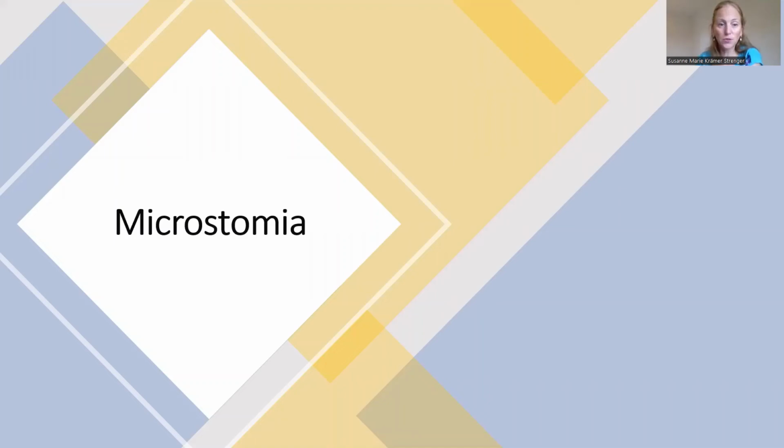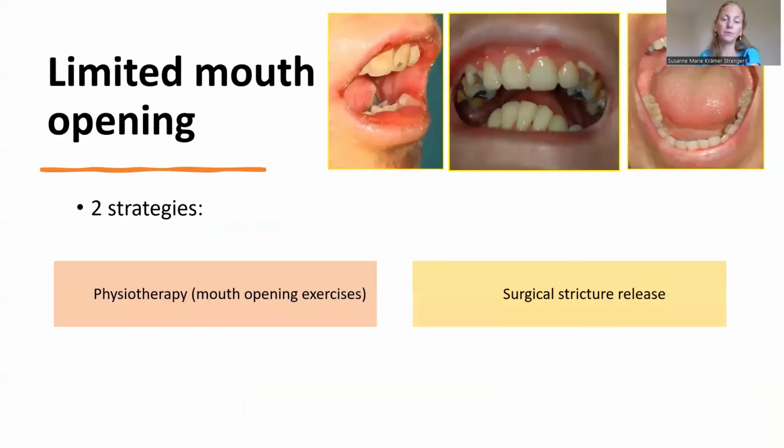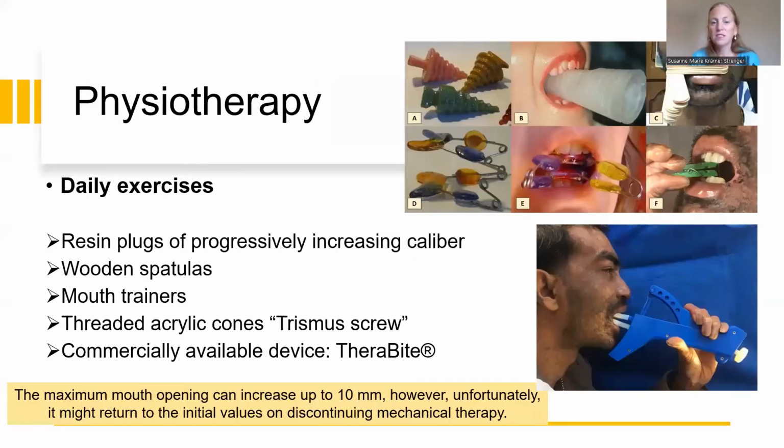Another issue is microstomia, so mouth opening. And there are 2 techniques, 2 things we can do, 2 strategies. One strategy is physiotherapy, which means mouth opening exercises. And the second strategy is surgery, so stricture release surgery. This is a physiotherapy, so daily exercises, and there are several different ways of doing exercises to improve mouth opening.